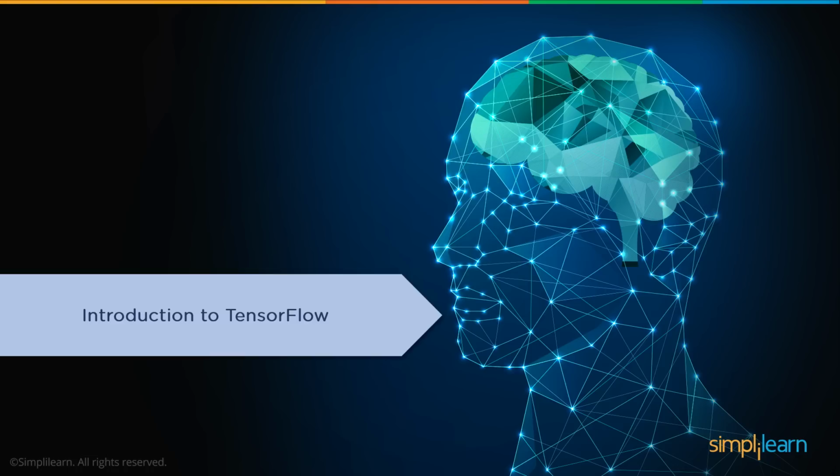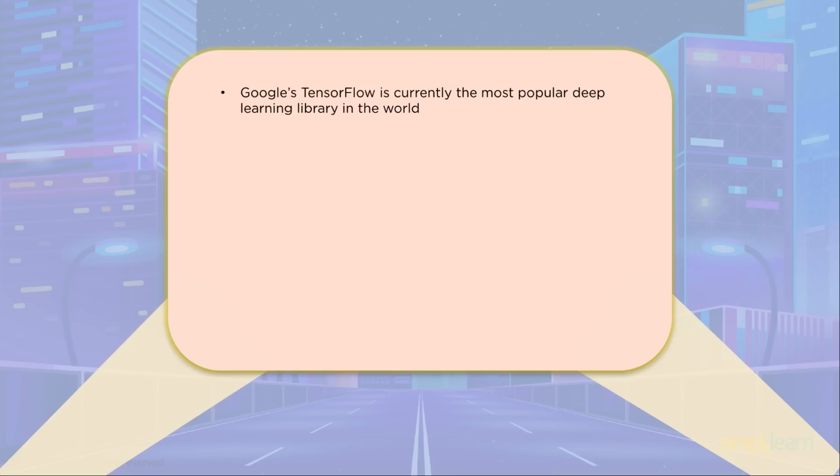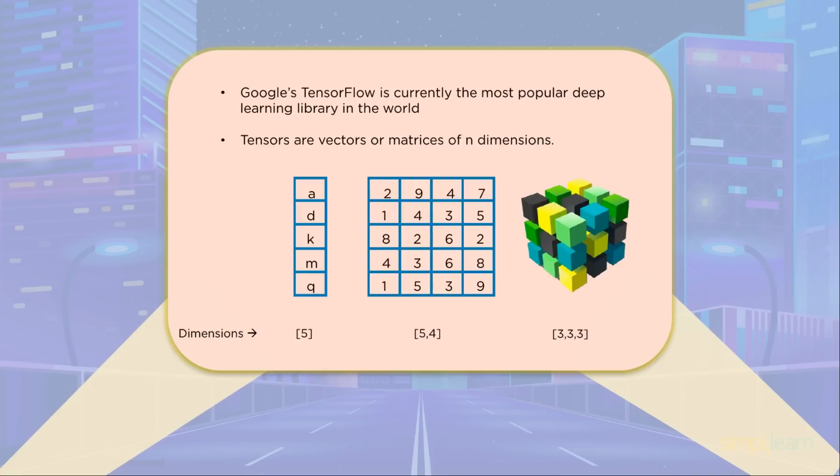So let's take an introduction to TensorFlow. Google's TensorFlow is currently the most popular deep learning library in the world. Once they open sourced it, it was just amazing how much it's spread in use and how many tools are linked into TensorFlow. Tensors are vectors or matrices of n dimensions. And you can see here we have dimension 5, we have a dimension 4 by 5, or 5 by 4 as the case is, 5 rows by 4 columns. Here's one where it's 3 by 3 by 3.